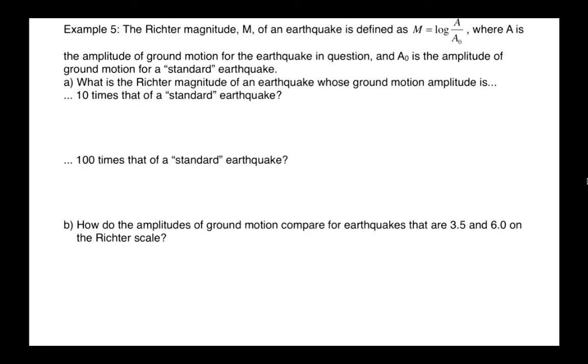All right. So the final example here, we're looking at how logarithms are used in the Richter scale. The Richter magnitude, m, of an earthquake is defined as log. Now notice there's no base specified. That means it's log base 10 of a over a naught, where a is the amplitude of the ground motion for the earthquake in question, and a naught is the amplitude of ground motion for a so-called standard earthquake. So what you need to know is this.